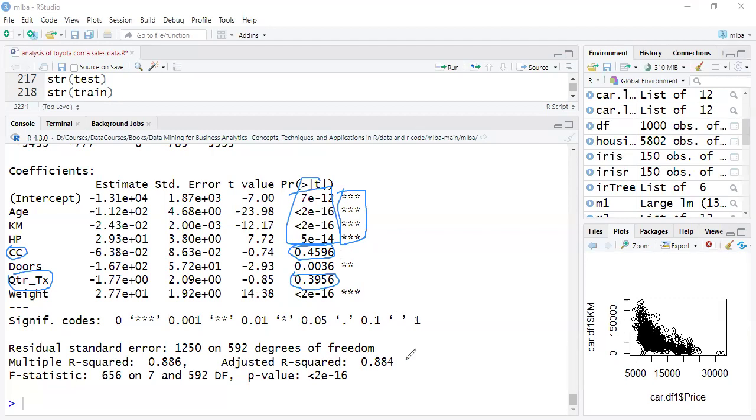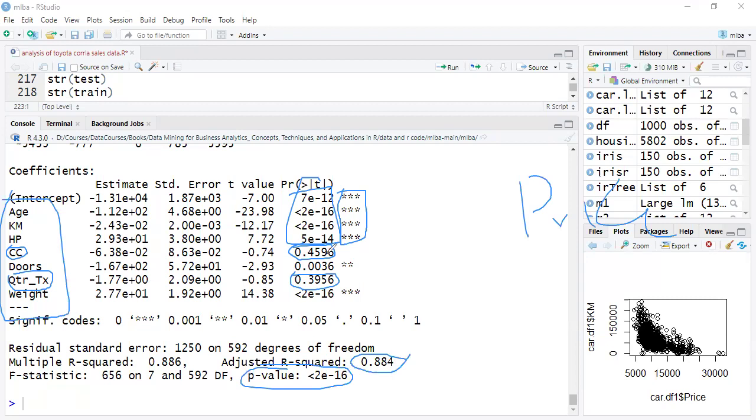The next thing is the adjusted R-square, which is 0.84. And the last thing is the p-value, which indicates whether the model is significant or not significant. So this is indicating that the model is significant. 0.84 is indicating that 84% variation in price is due to all of these predictors. Means these predictors are 84% helpful to predict the price.